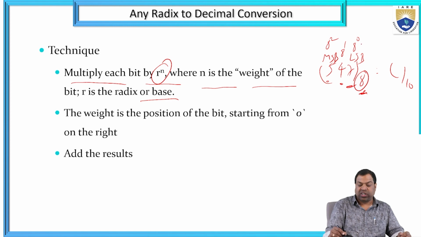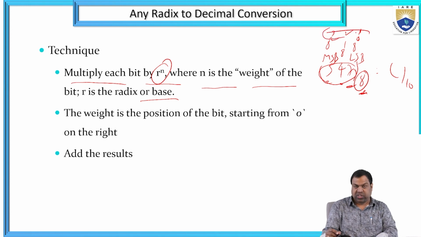What does the weight mean? 8 power 0 is the first position, then position 2, position 3. We have 3 digits, so that is the reason I am taking 3 positions: 8 power 0, 8 power 1, 8 squared. The weight is the position of the bit starting from 0 on the right, so we take 0, 1, 2, from right to left.